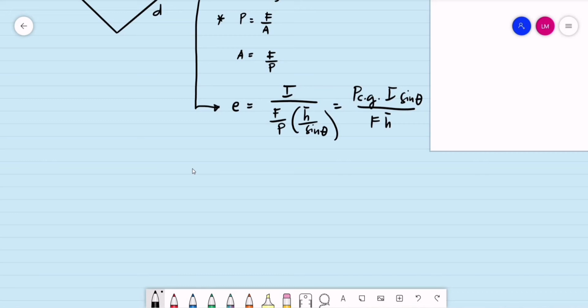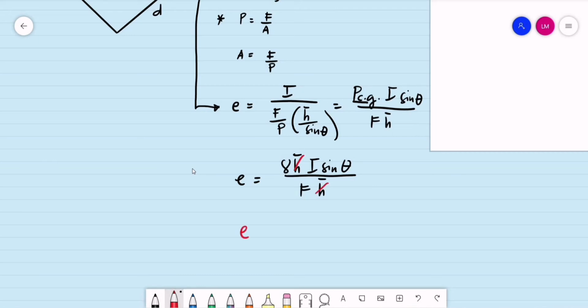Okay, so mag-simplify tayo. We have the equivalent of the eccentricity is now equal to ang equivalent ng pressure on the center of gravity. Ito yung gamma bar h times the moment of inertia sine of theta. This is divided by the force times the bar h. So we can cancel yung bar h.